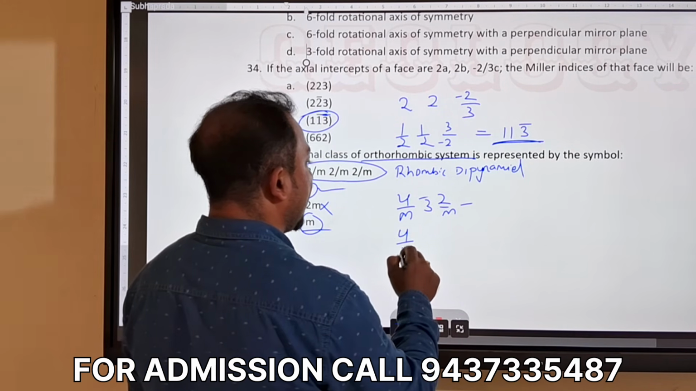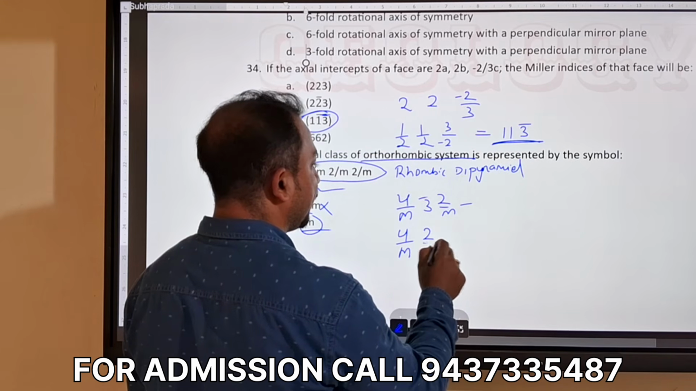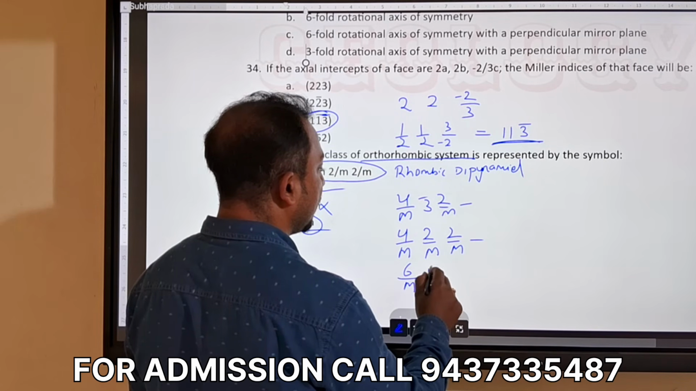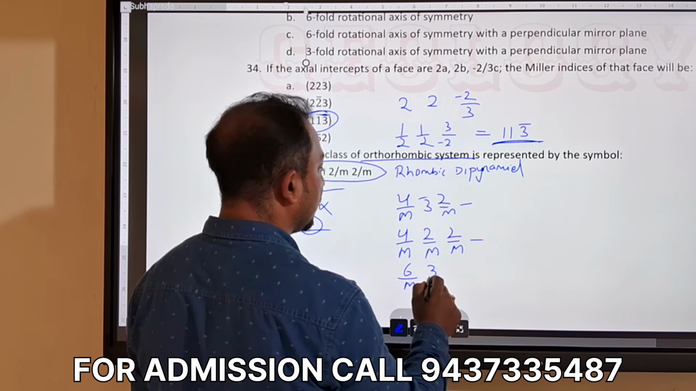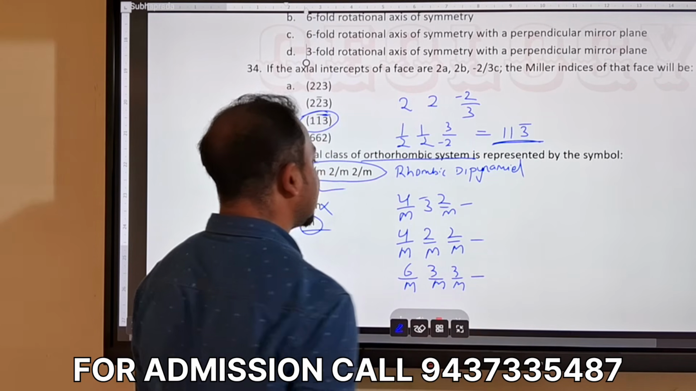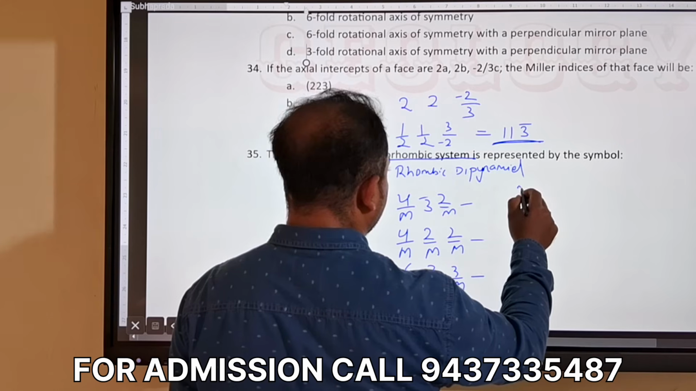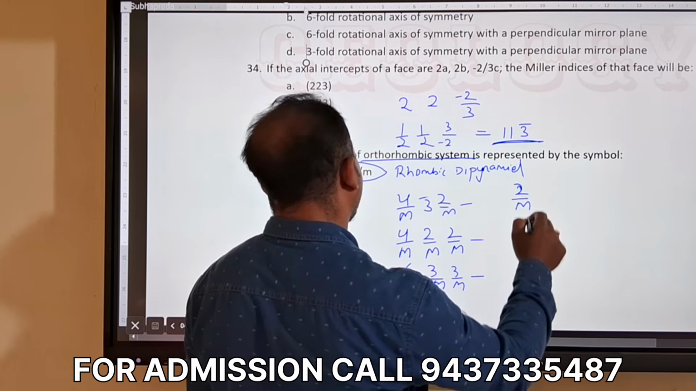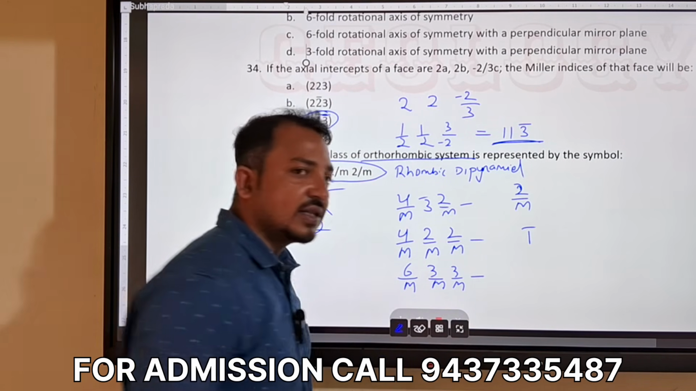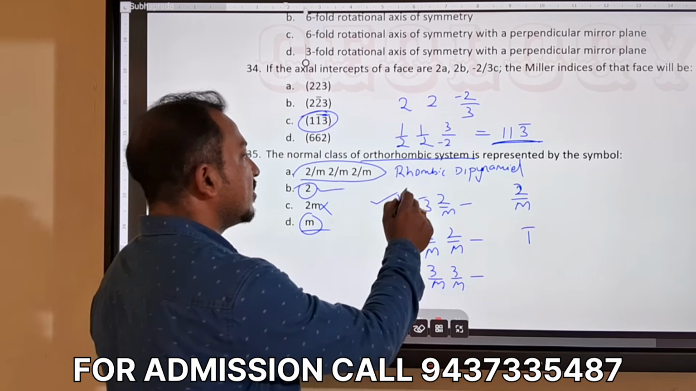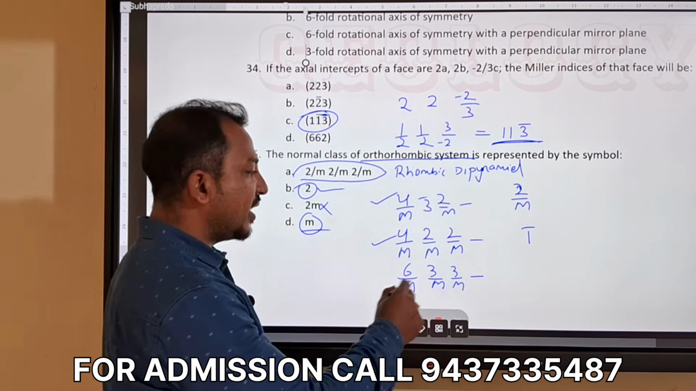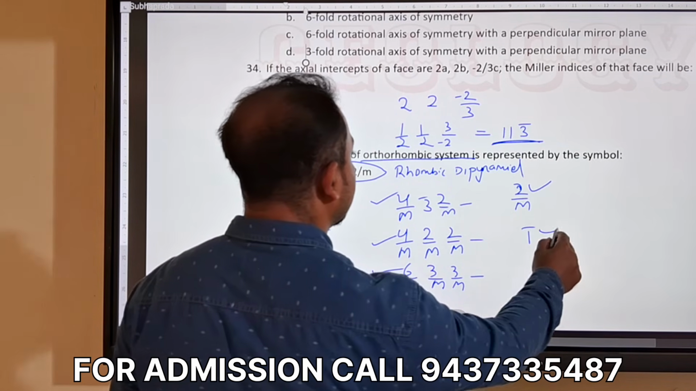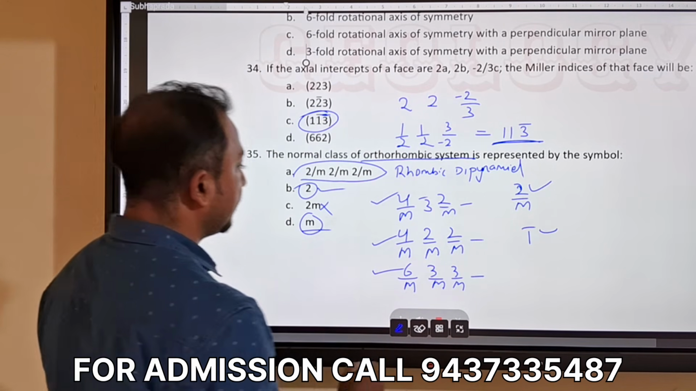Then 4 by m, 2 by m is the normal class of the tetragonal system. 6 by m, 2 by m, 2 by m is the normal class of the hexagonal system. Then 2 by m, 2 by m, 2 by m is the normal class of the orthorhombic system. Then 2 by m is the normal class of the monoclinic system. Then 1 bar is the normal class of the triclinic system. This is called hexoctahedral class, this is ditetragonal dipyramidal, this is dihexagonal dipyramidal, this is prism, this is pinacoidal, and this is rhombic dipyramid.